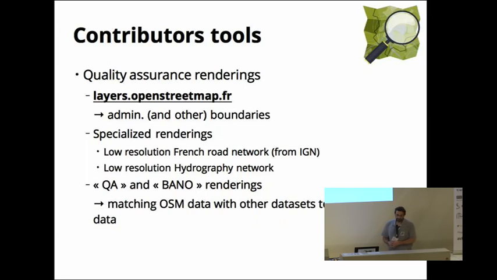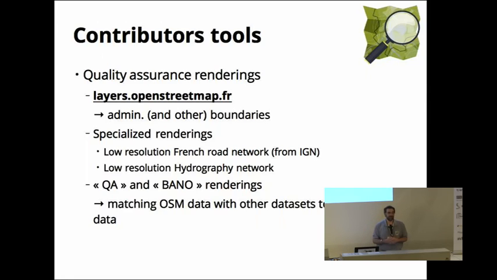We have other special renderings that are used to take advantage of some data that is available, but most of the time it's low-resolution geographic data. So for example, we have the main French road network that is available as open data from the IGN, our Geographic National Institute. Same with rivers and things like that. But we made other kinds of renderings that are much more interesting.